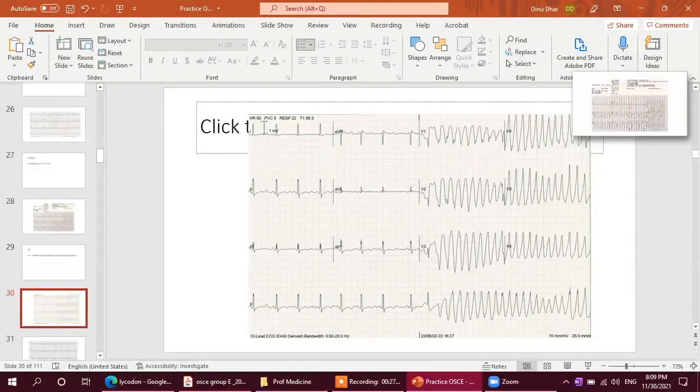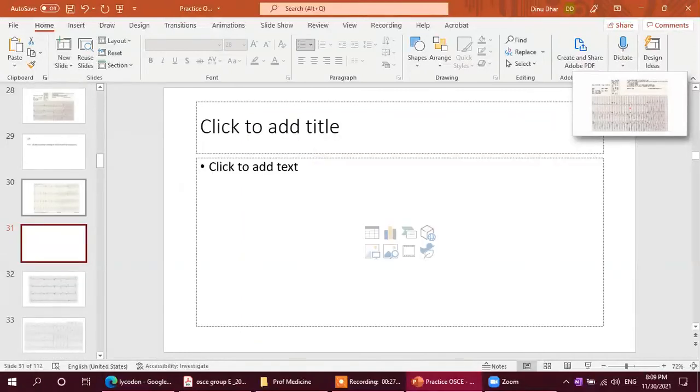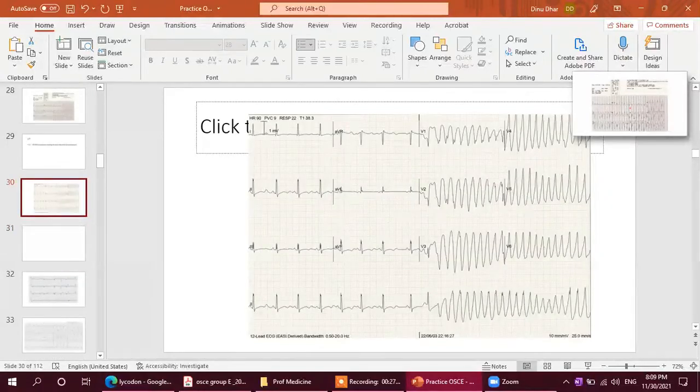Occasionally you can get a tachyarrhythmia arising from above the ventricles, but with a block on the way. We can get that kind of thing too, right? So that's ventricular tachycardia.